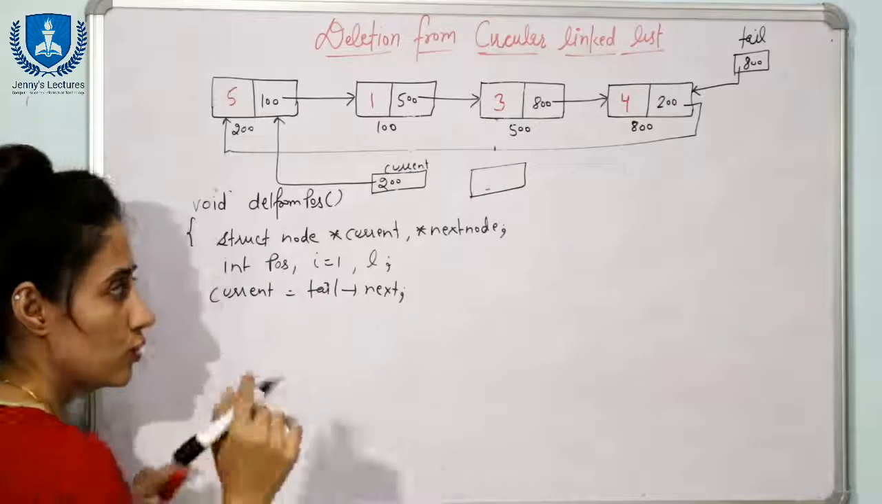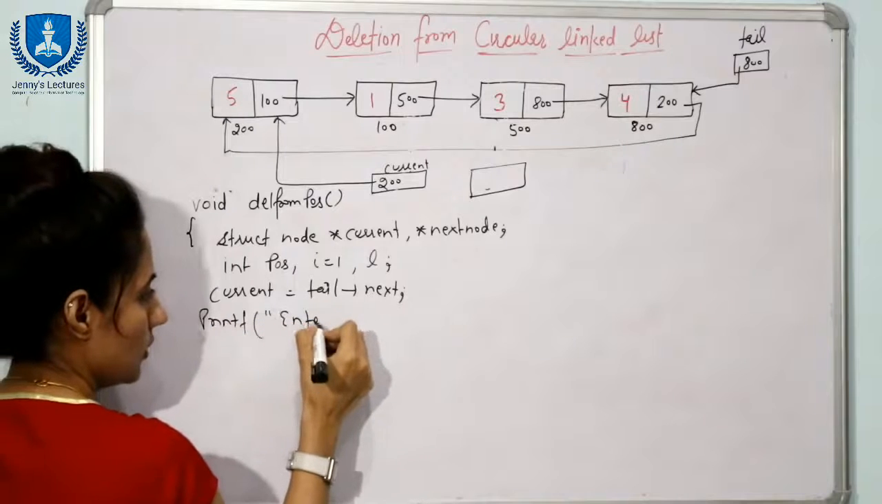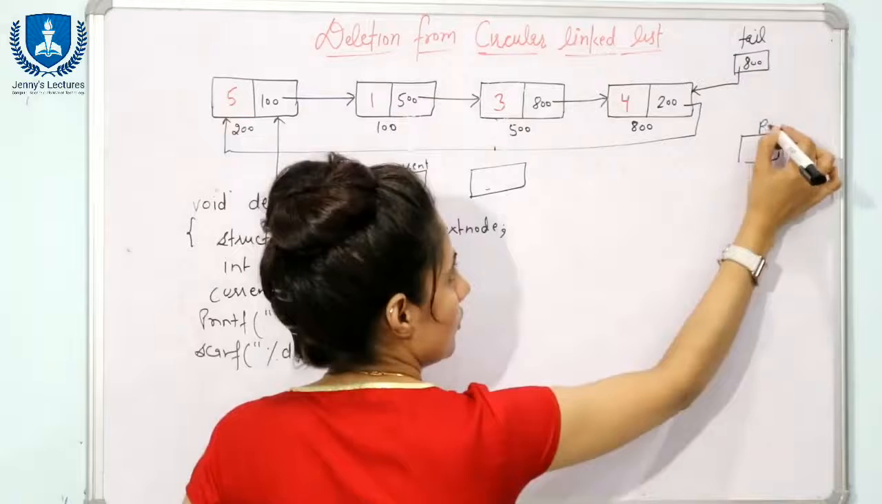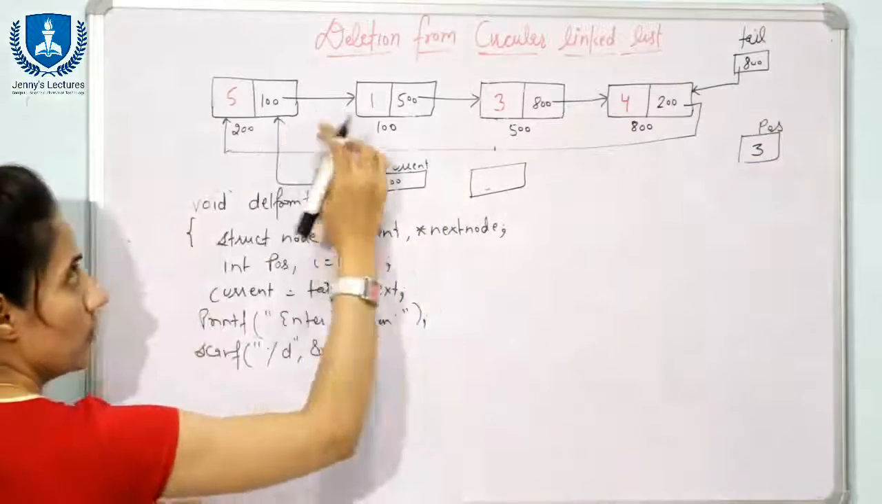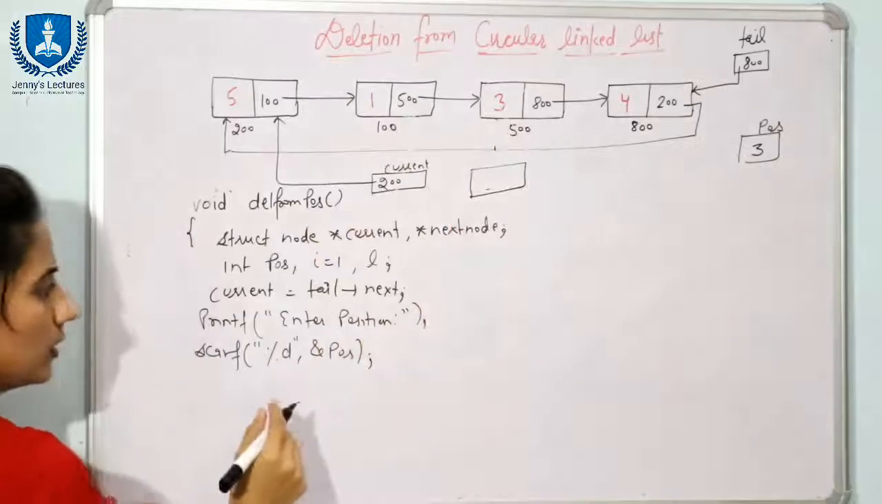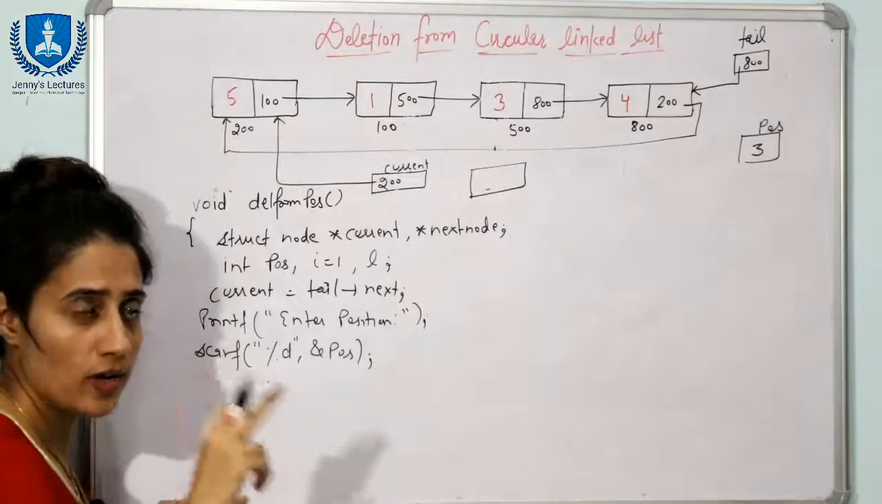Now we will ask the user for the position using printf and scanf. I hope you can write this code easily. Suppose we have a variable position, and the user has entered 3, meaning 1, 2 and 3, this data I want to delete, right? First of all we will check whether the position is valid or invalid.